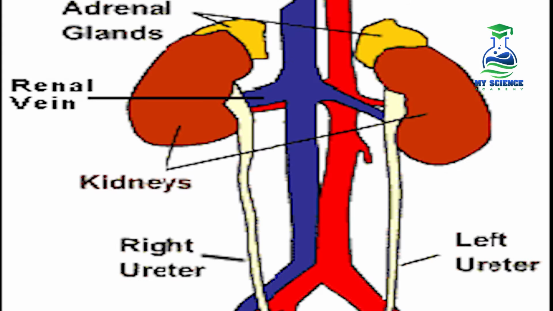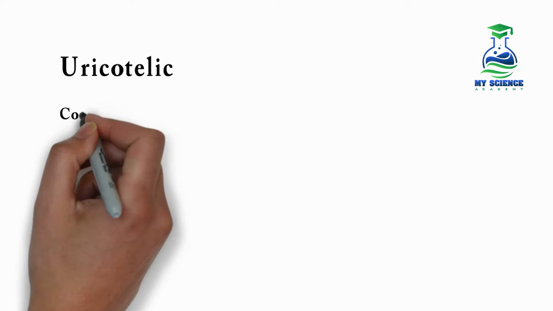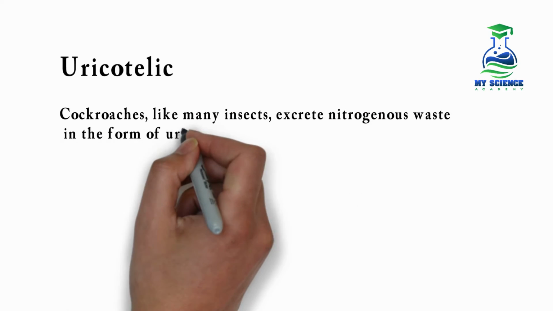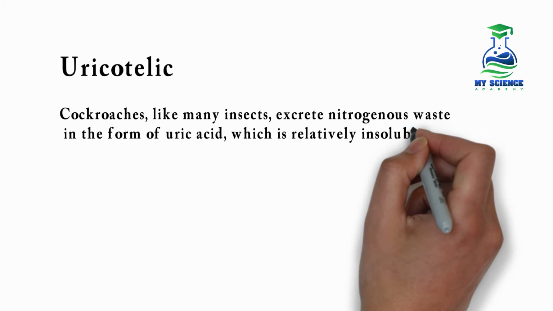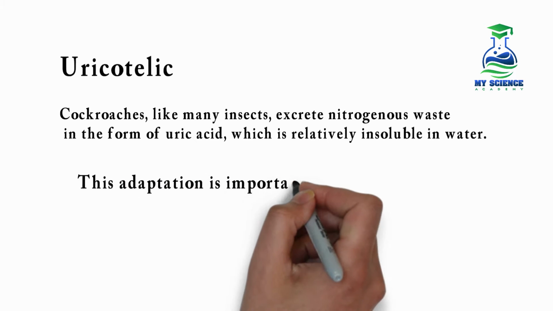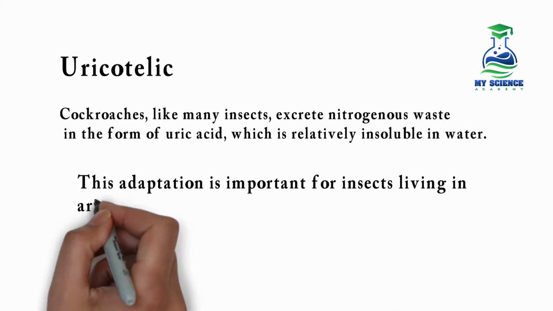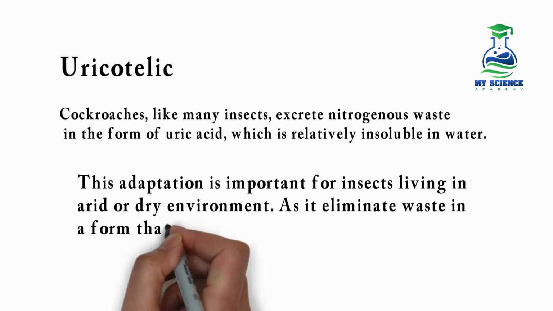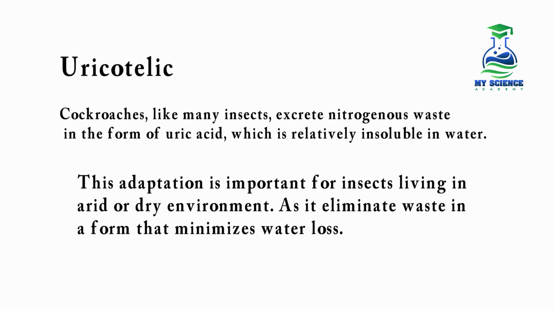Insects including cockroach do not have kidneys or well-developed urinary system like other animals which excrete ammonia or urea. Instead they are uricotelic. Cockroaches, like many insects, excrete nitrogenous waste in the form of uric acid, which is relatively insoluble in water. This adaptation is important for insects living in arid or dry environment as it eliminates waste in a form that minimizes water loss.